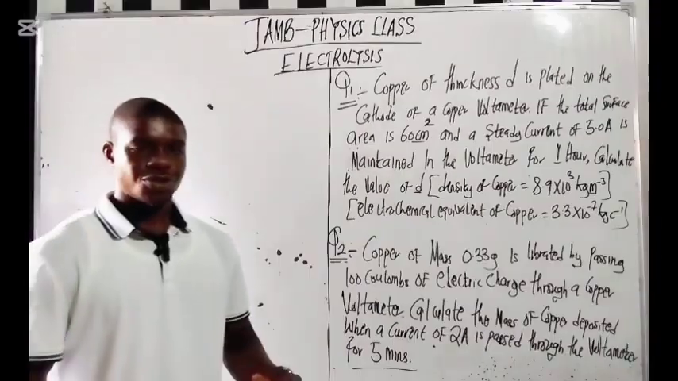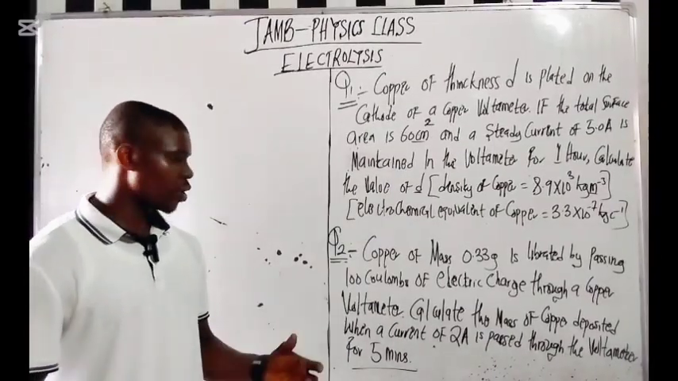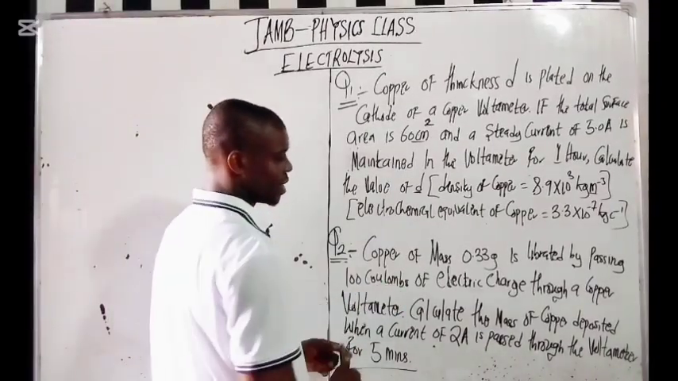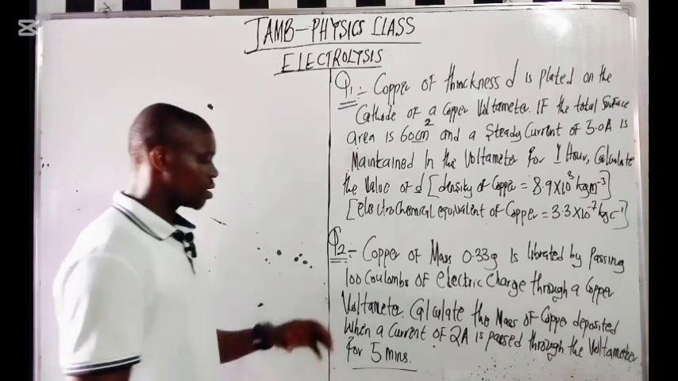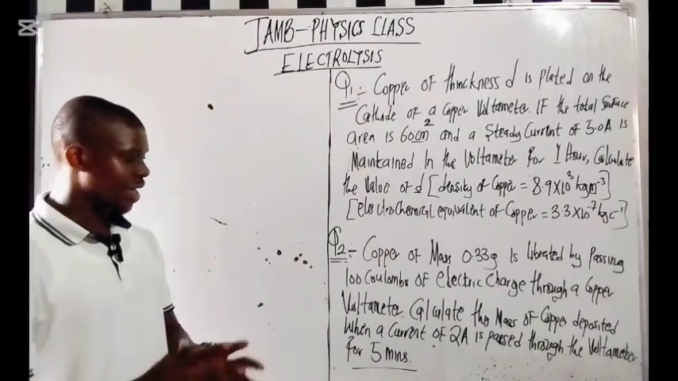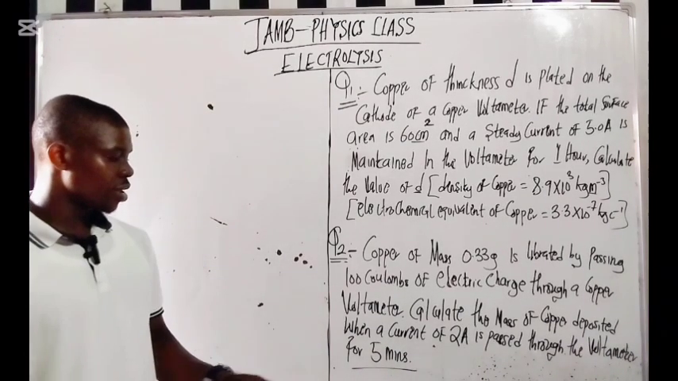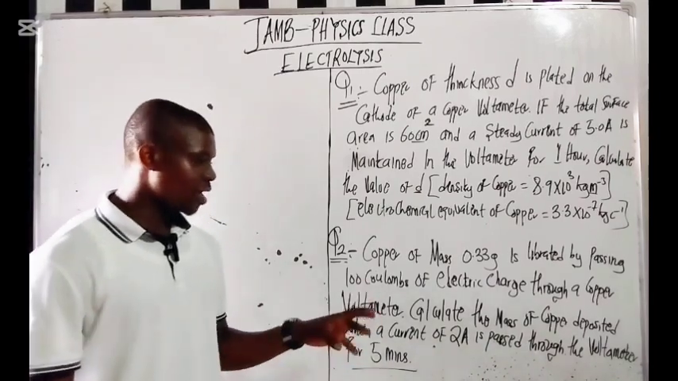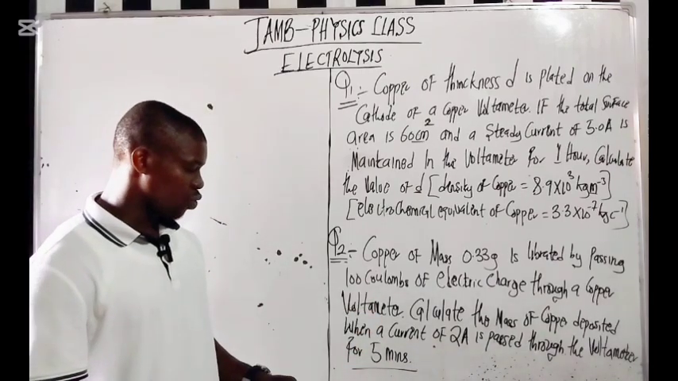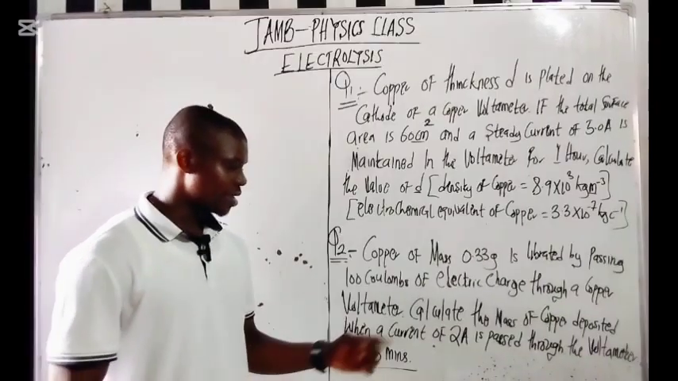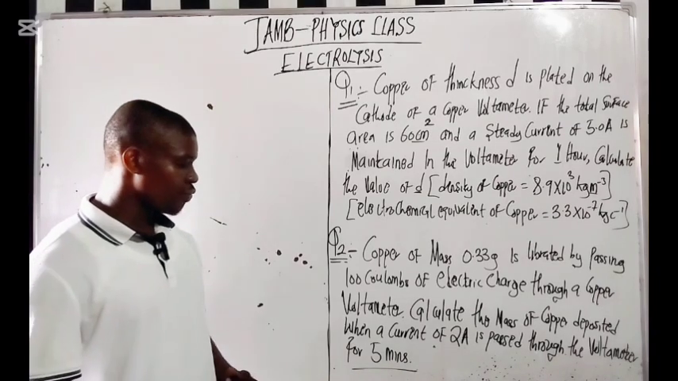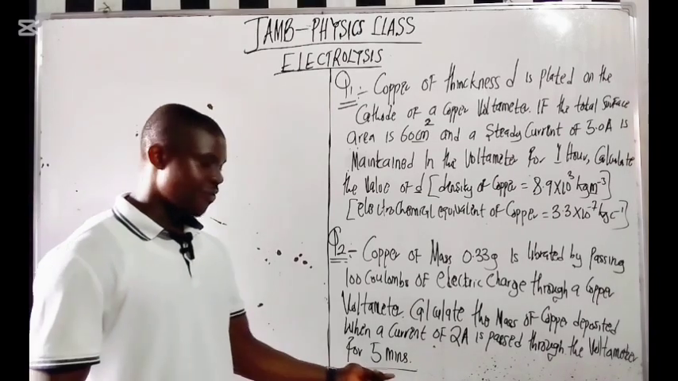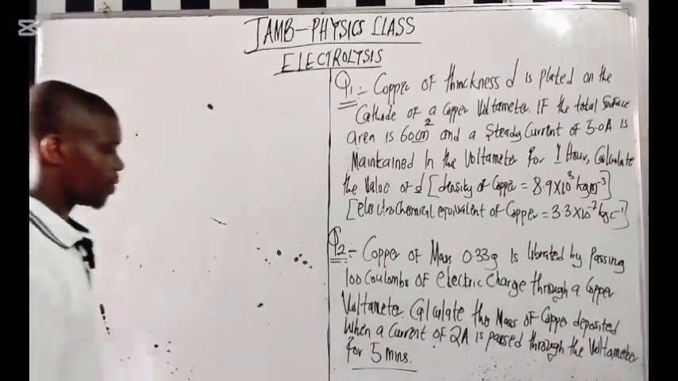So let's look at question 2. Pay close attention here. Copper of mass 0.33 gram is liberated by passing 100 coulomb of electricity charge through a copper voltmeter. Calculate the mass of zinc deposited when a current of 2 amperes is passed through the voltmeter for 5 minutes. Please pay close attention here, right?